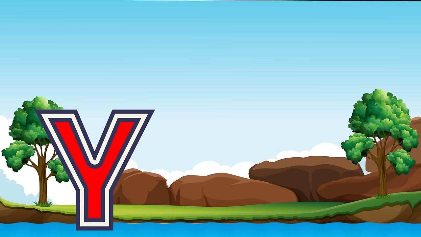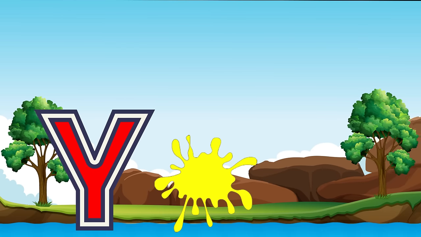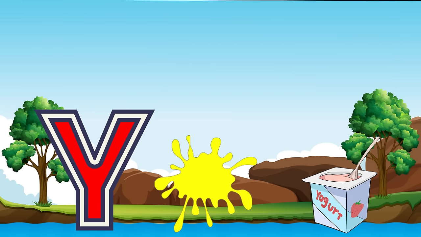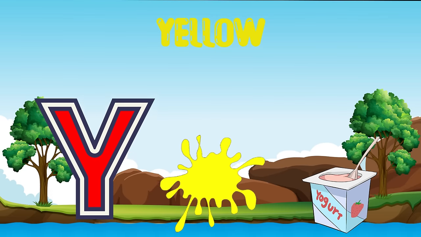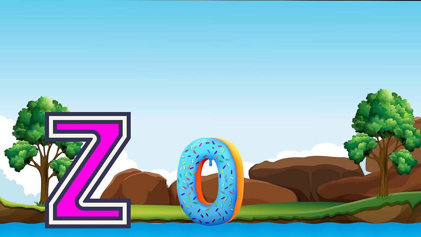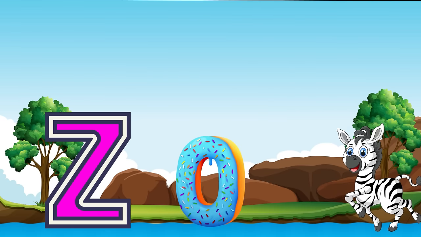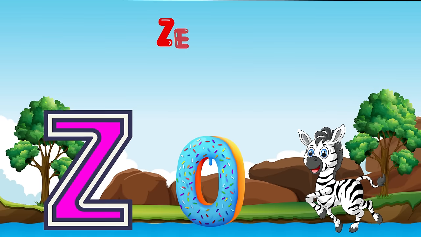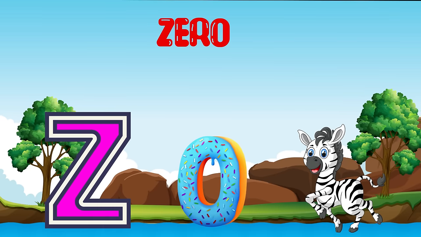Y is for yellow, yellow. Y is for yogurt, yogurt. Z is for zero, zero. Z is for zebra, zebra. Z is for zero. Z is for zebra.